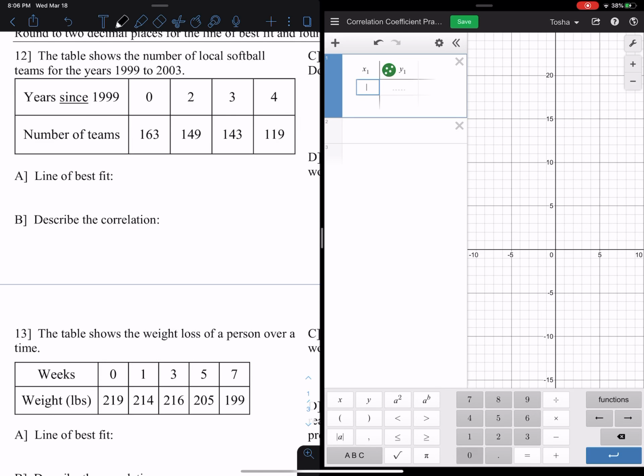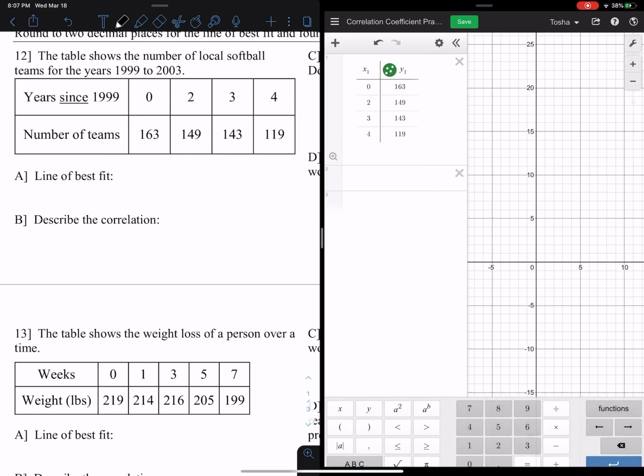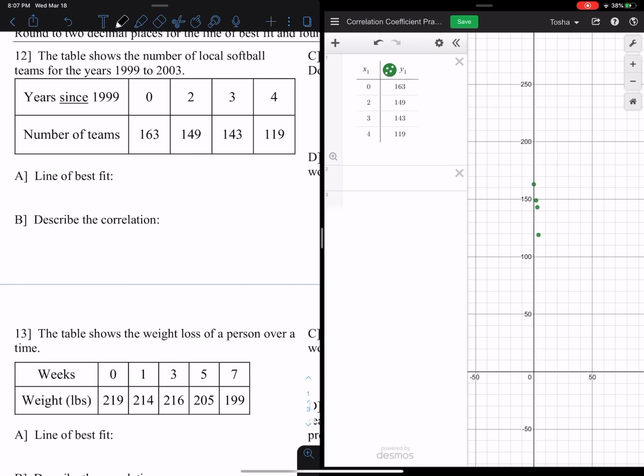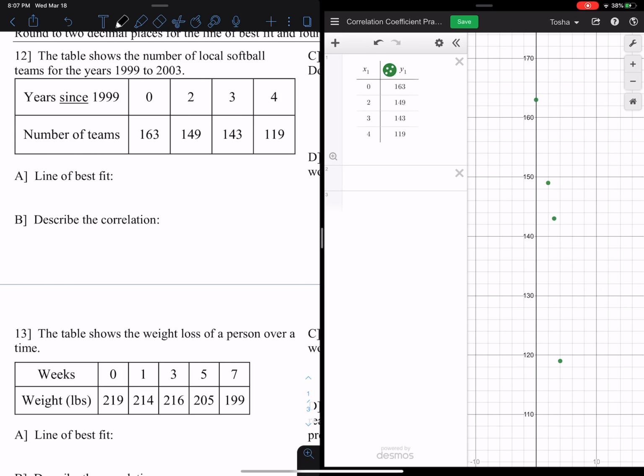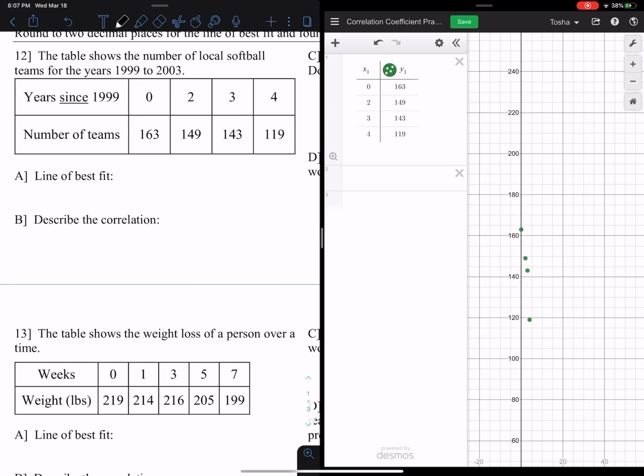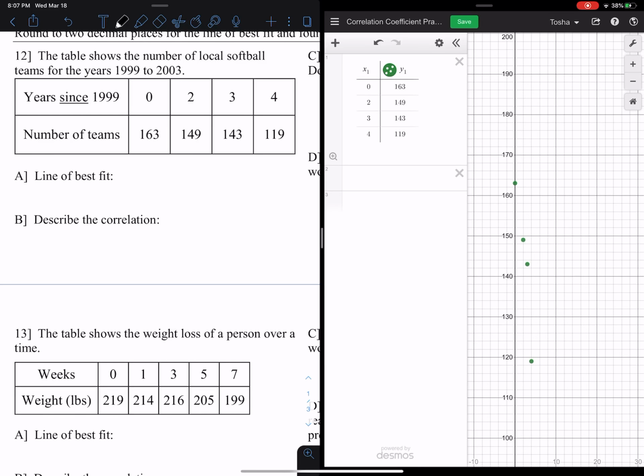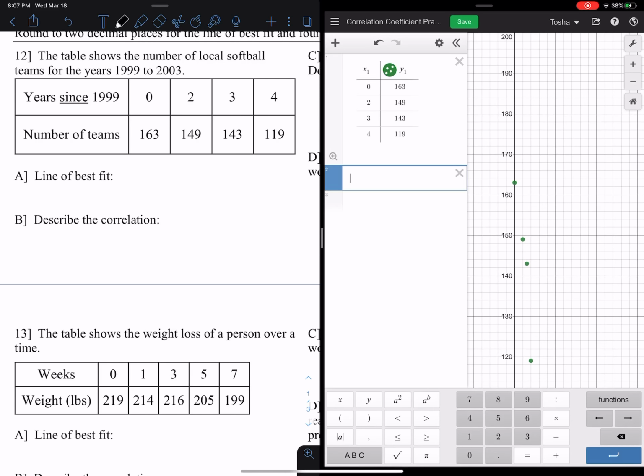So we have 0, 2, 3, and 4. Then we have 163, 149, 143, and 119. So I'm going to zoom this out so I can see my points. So right now, it obviously looks super negative, right? It's almost a straight line down. So we know that our correlation coefficient is going to be negative. We also know the slope of our regression line should be negative. So let's put that on there.